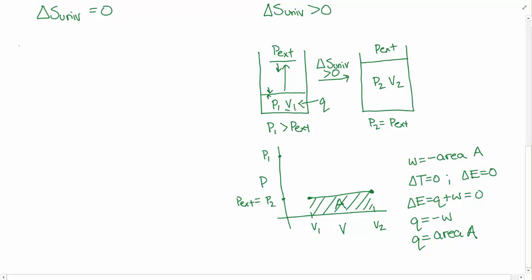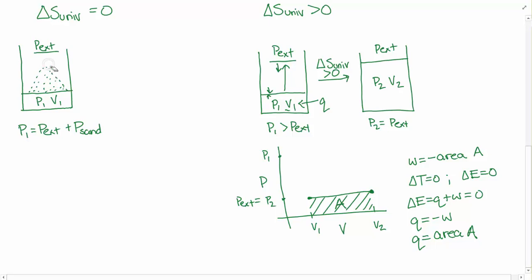In the reversible expansion, we need to have the pressure inside and outside the system the same at all times. So if this is P1, V1, and if we have P external, we also need to add some weight to the piston so that the external pressure plus the pressure due to this weight is equal to P1. So let's add, as an estimation, a pile of sand onto our piston. So we have that P1 is equal to the external pressure plus the pressure due to the weight of the sand.